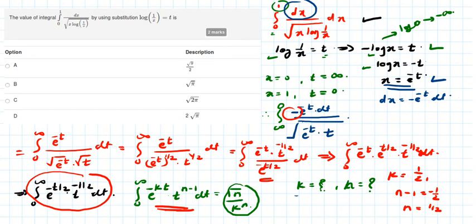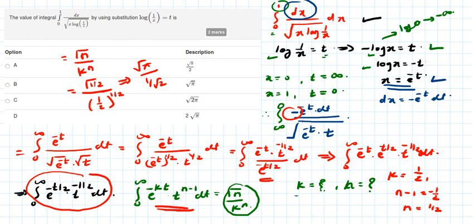So from the definition, what can we write? This value will be gamma n upon k raised to n. So gamma n means gamma half upon k, which is 1 by 2, raised to n, that is raised to half. Again, we know gamma half is nothing but under root pi, upon 1 by root 2. So finally we get this equal to under root pi into 2.